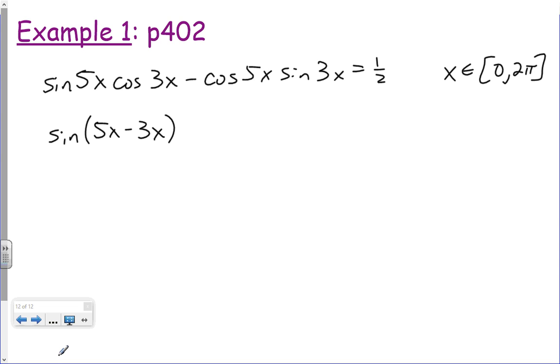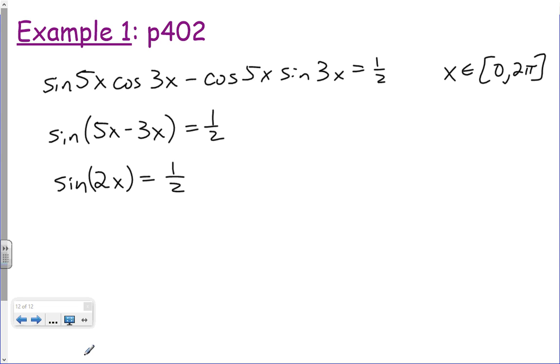That's the property we're just looking at. So I'm just setting this equal to 1/2. Of course, we can simplify that now. 5x minus 3x, that's better known as 2x. Sine of 2x is equal to 1/2. And now we're at an equation that we've solved many times now.